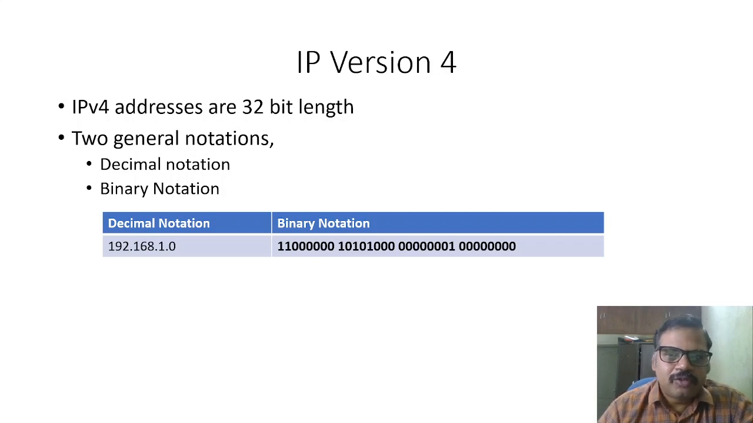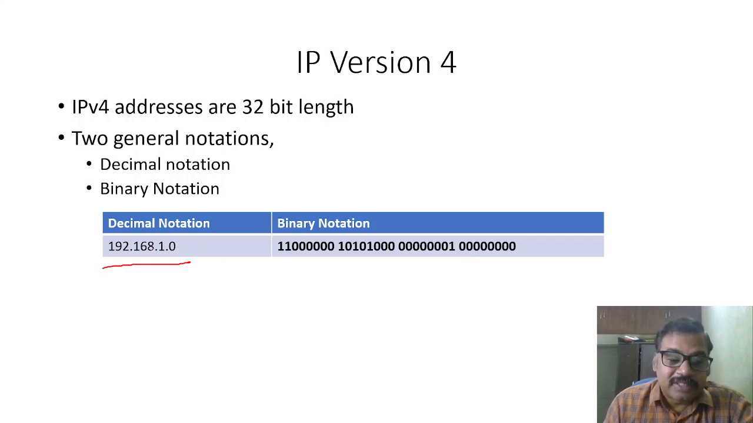But generally we use two notations to represent an IPv4 address. One is decimal notation, another one is binary notation, and this is the decimal number notation. Normally when we do our experiments using Cisco Packet Tracer, we set the IP address to the end devices and to the router, and usually we use this class of IP address, 192.168.1.0, and its equivalent binary notation is this one.